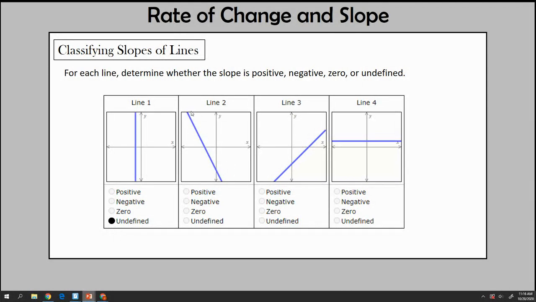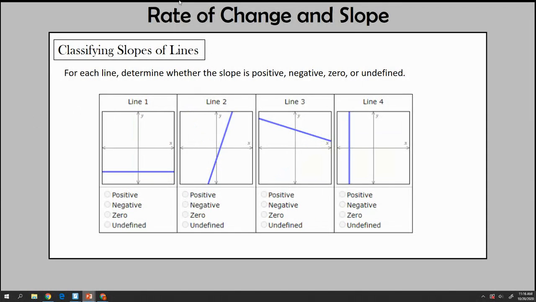Our second one, as I move left to right, I'm going downhill. Okay. Whenever you go down from left to right, you get a negative slope. The third one, I'm going up as I move left to right across the line. When I move up, it's positive slope. And in line 4, it's a flat line. Okay, there is no rise. It's all run here. It's flat. Those lines have a 0 slope.